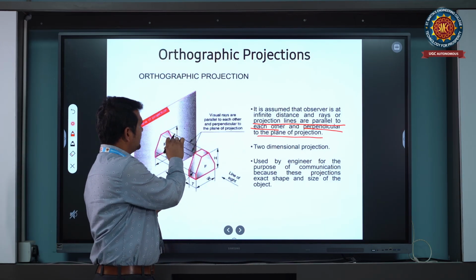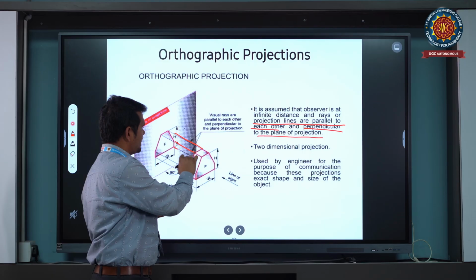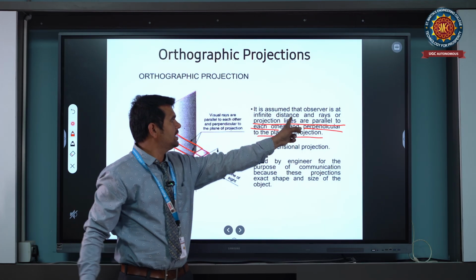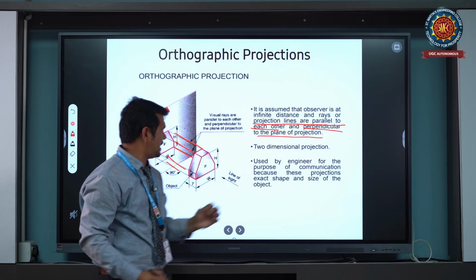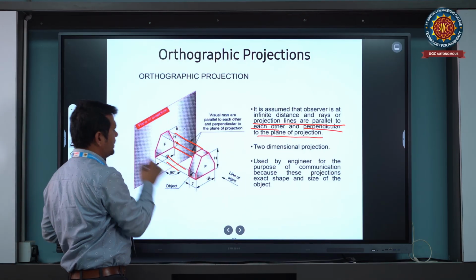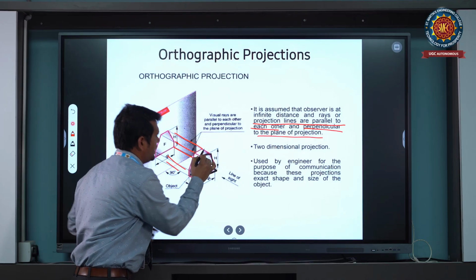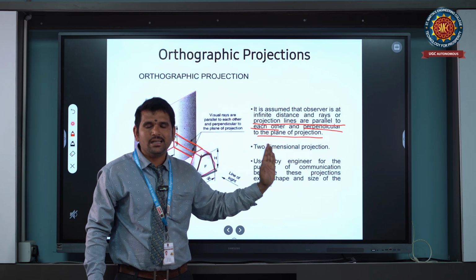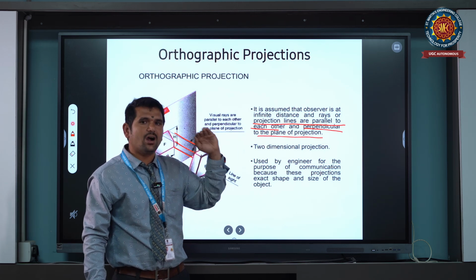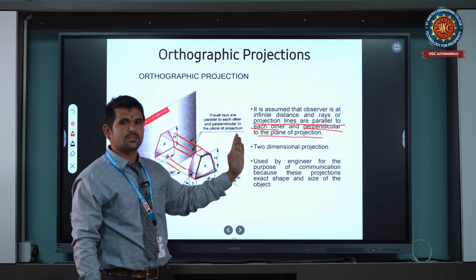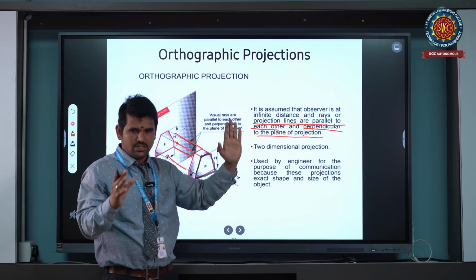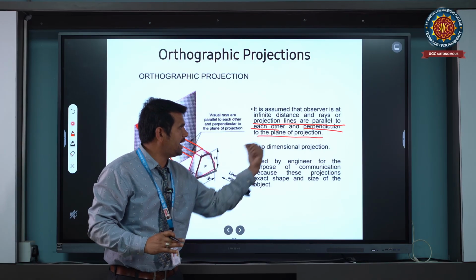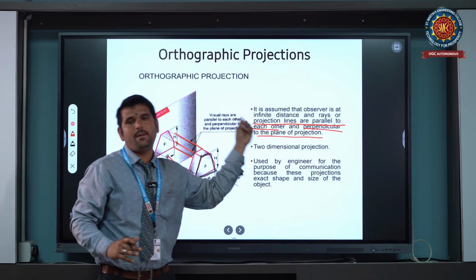Here the projection lines are parallel to each other and perpendicular to the plane of projection. See, these are the lines, and these lines are parallel to each other, and the main object here is always perpendicular. So this is generally the orthographic projection. The projecting lines are always parallel to each other, and perpendicular to the plane of projection.